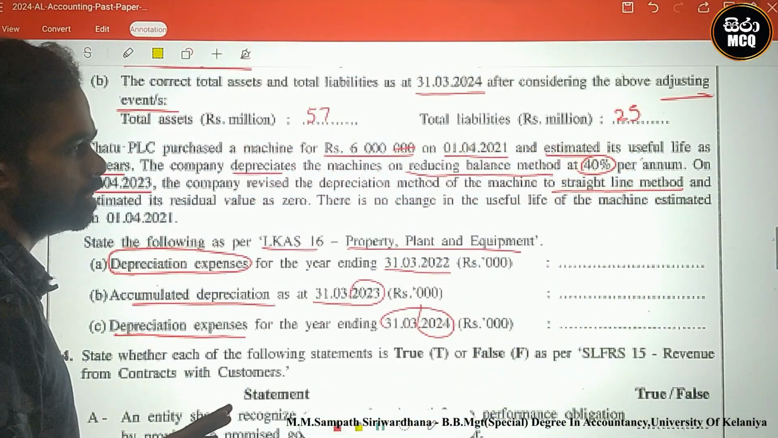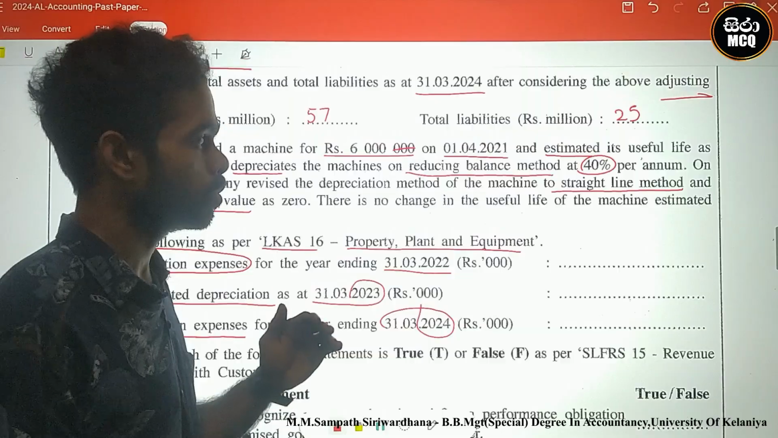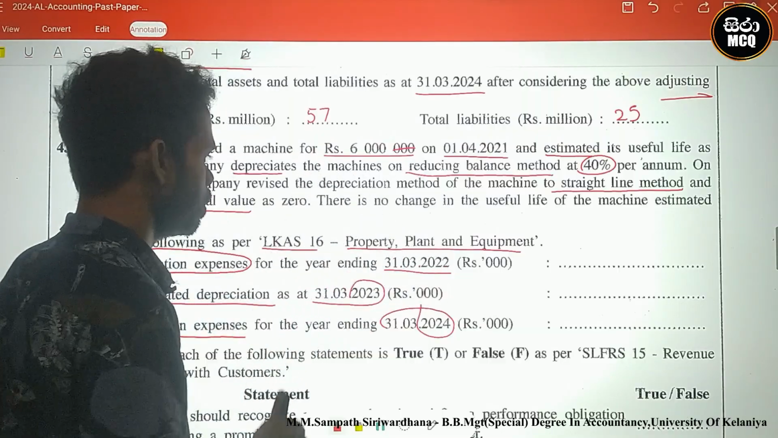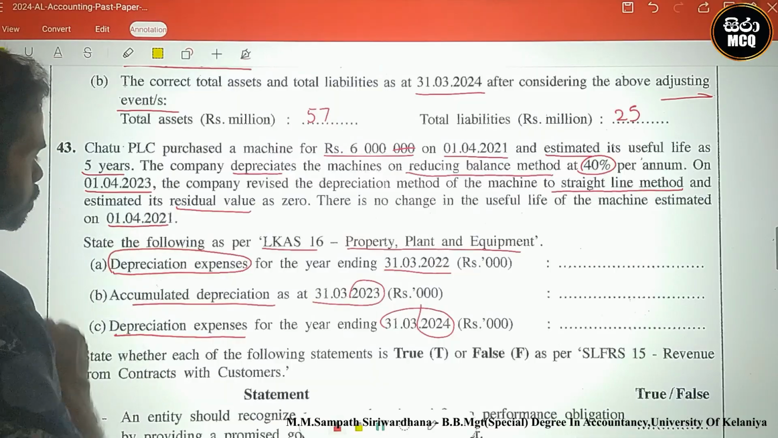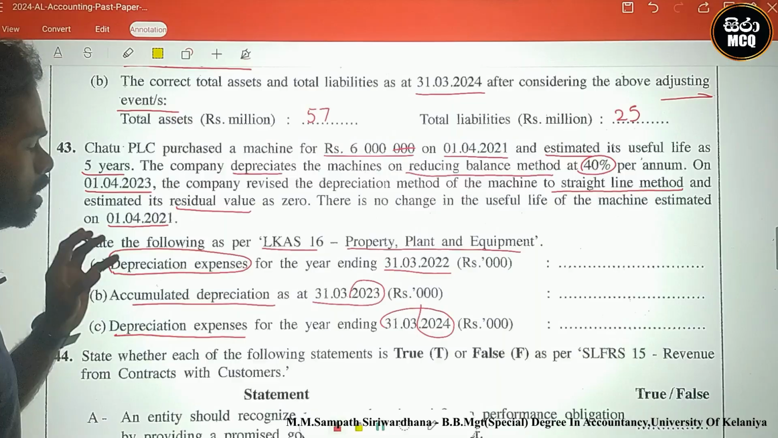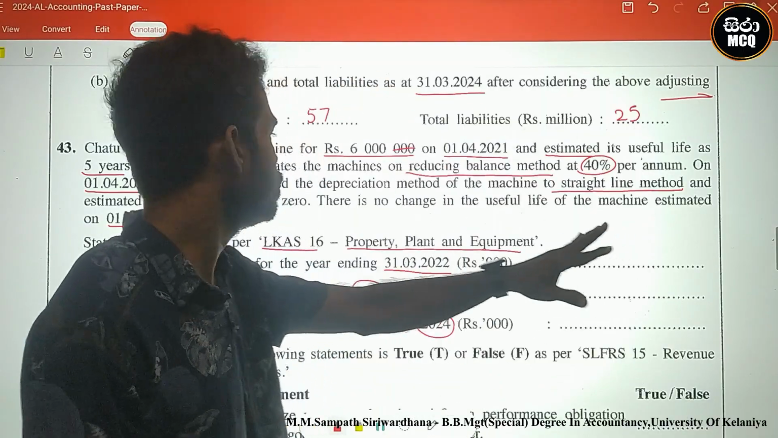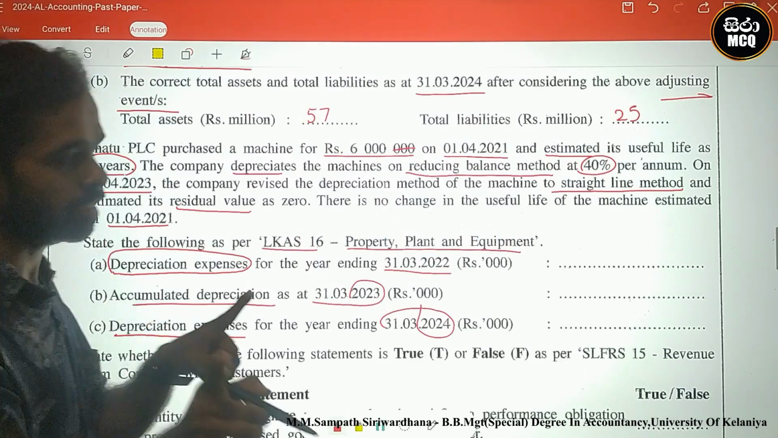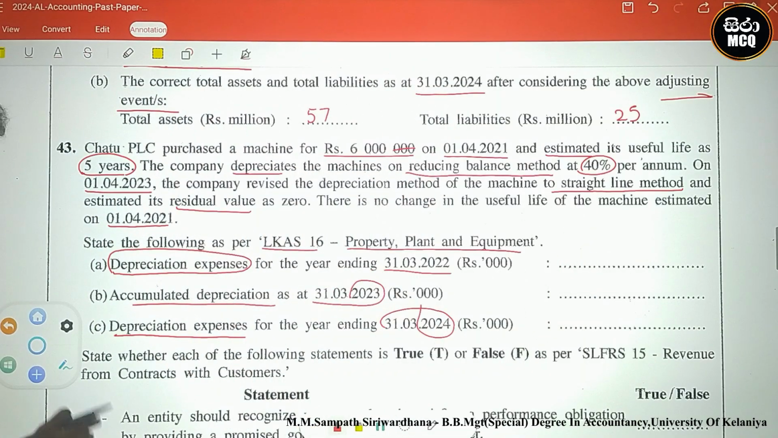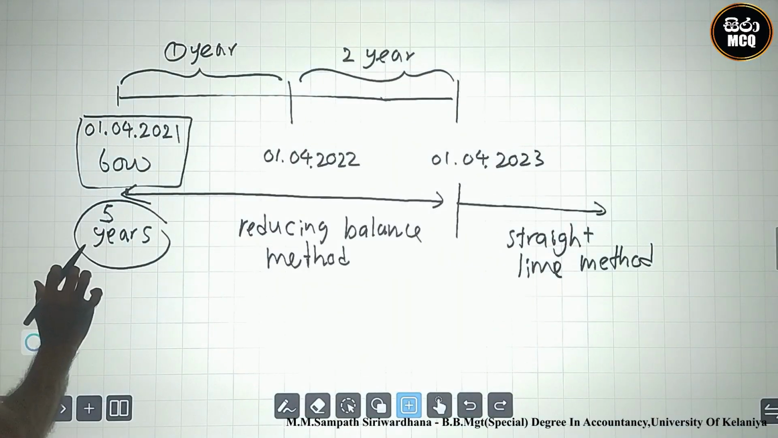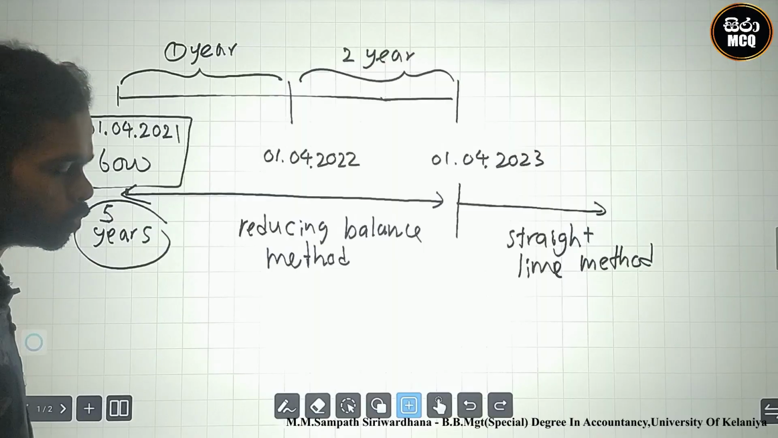They said that under this method the estimated residual value is 0. No residual value. Before this change, there is no residual value either. Next one, there is no change in the useful lifetime of the machine estimated on 1st April 2021. The useful lifetime is 5 years from the purchasing date. At that point they said there is no change in useful lifetime.